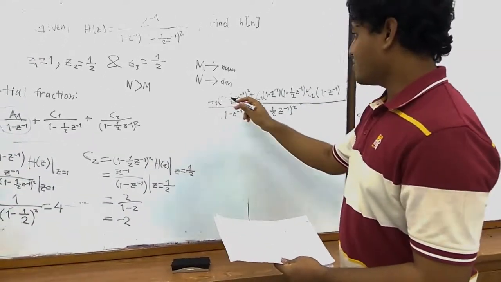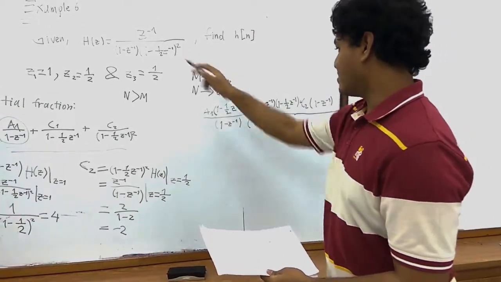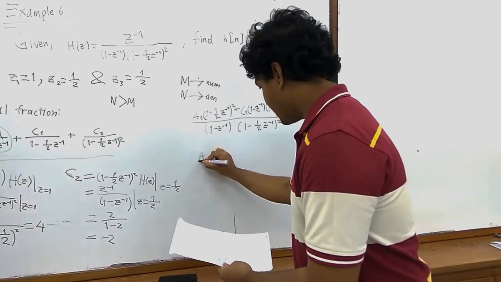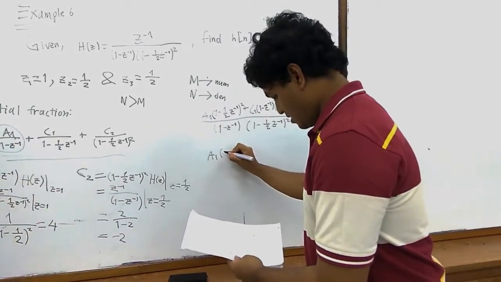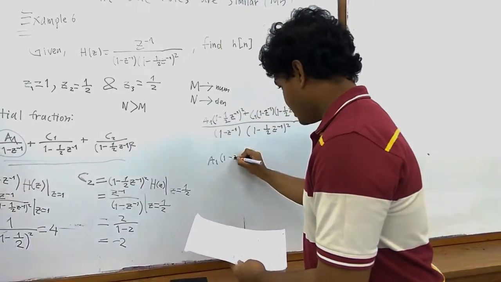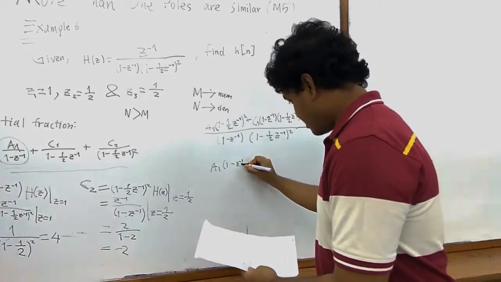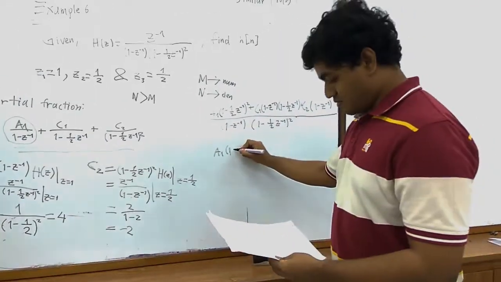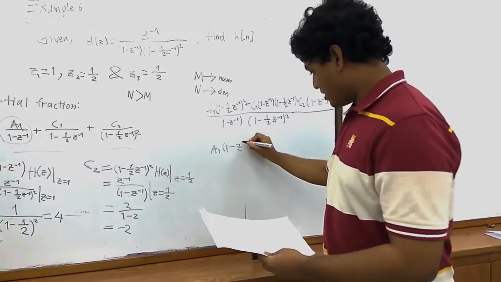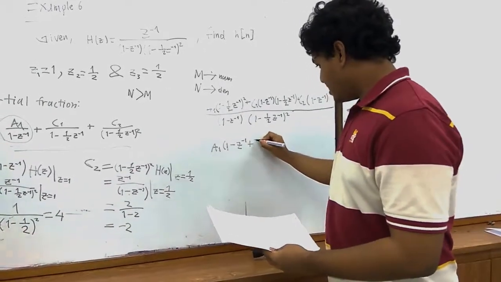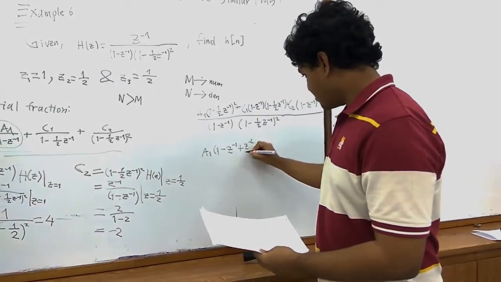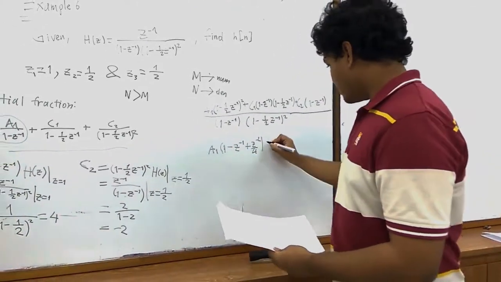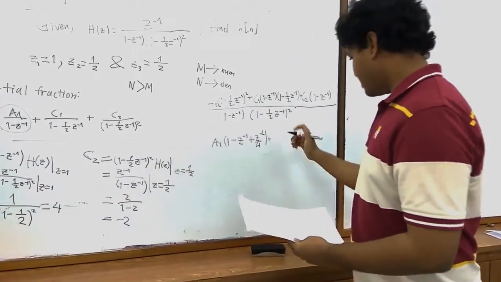And now what we have to do is compare this one with this one. So we have to expand the numerator. So expanding the numerator, we get 1 minus z minus 1 plus z minus 2. Okay, so this is the numerator, a z minus 1 plus z minus 2 over 4. I'm just combining the numerator here.